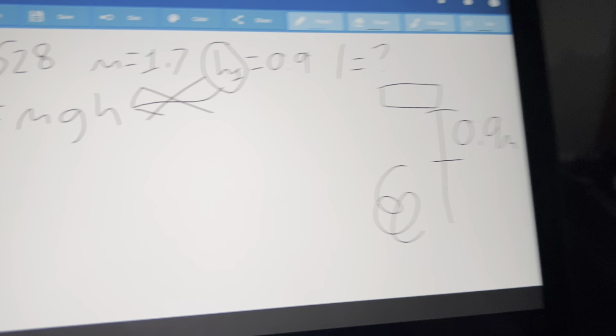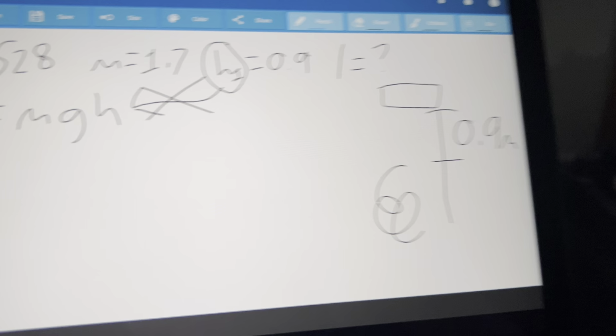Alright, so here are the variables that we are given. We are given that k equals 1,528, mass is 1.7, and one of the heights is 0.9, and we are told to find the length.